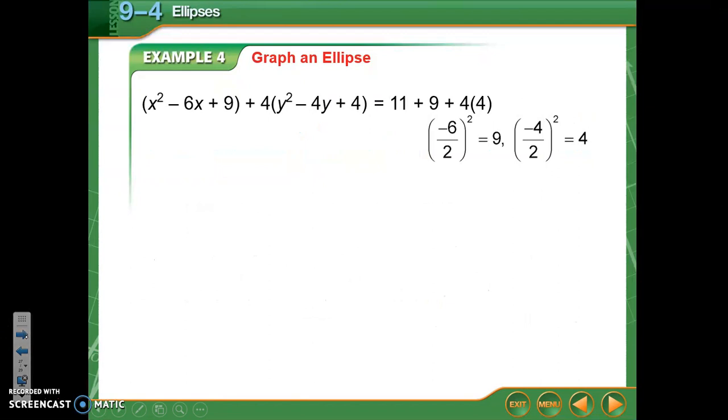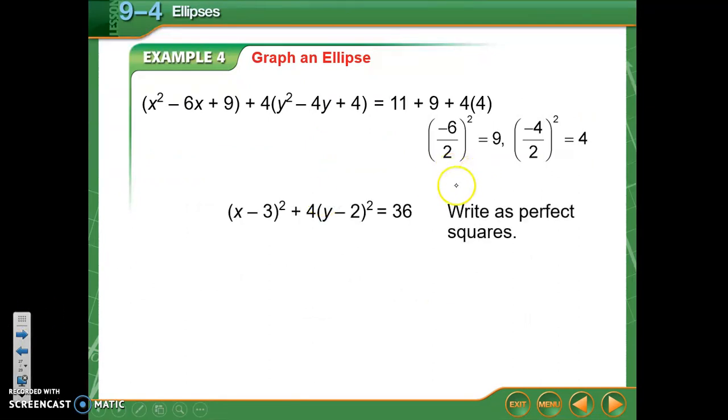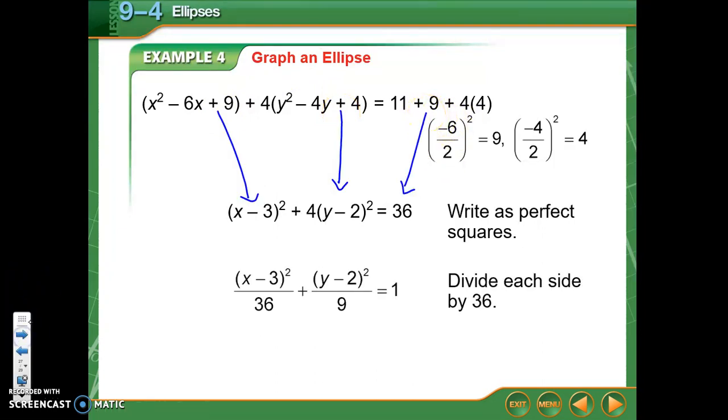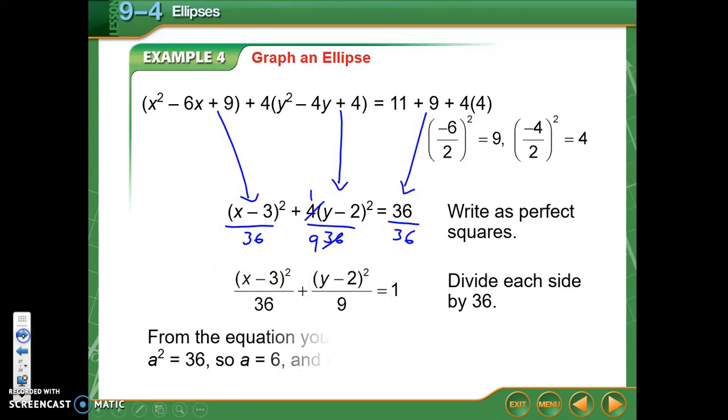That gives me this beautiful situation. Here they're just showing us how we got the numbers we added. So this becomes x minus 3 quantity squared. And this part becomes y minus 2 quantity squared. And when I simplify the right-hand side, I get 36. And then because ellipses always have to be equal to 1, I'm dividing everything by 36 to make this equal to 1. So that gives me x minus 3 quantity squared over 36 plus 4 over 36 divides out to 1 over 9. So that's where they get the 9 here. And then 36 over 36 is 1. So this is the standard form of my ellipse.